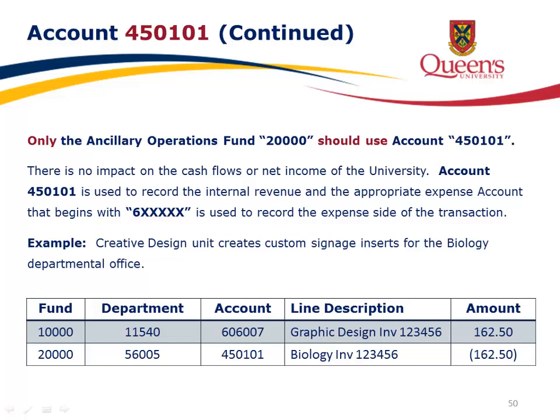There is no impact on the cash flows or net income of the university. Account 450101 is used to record the internal revenue, and the appropriate expense account that begins with 6 is used to record the expense side of the transaction. For example, the Creative Design Unit creates custom signage inserts for the Biology Departmental Office. Since the Creative Design Unit is an ancillary operation, the journal entry to record the sale is a debit to Biology's Operating Fund, Graphic Design Account 606007, and a credit to the Creative Design Unit's Ancillary Fund 20,000, Internal Sale Account 450101.